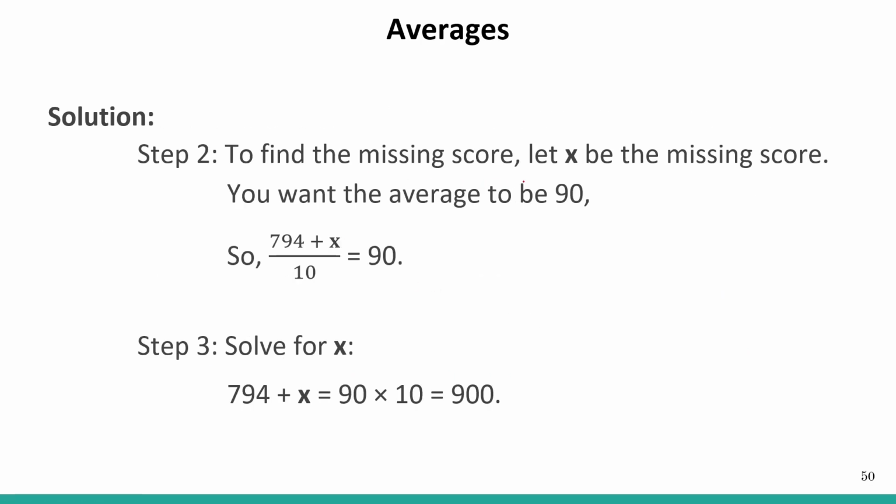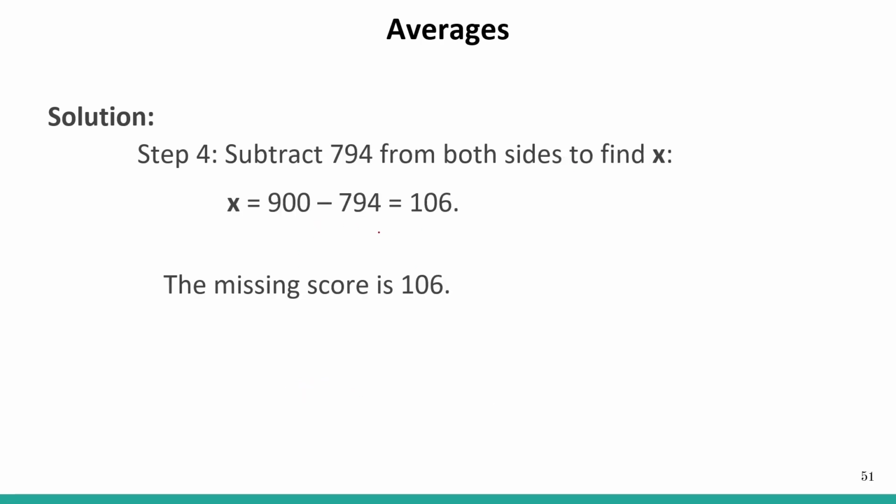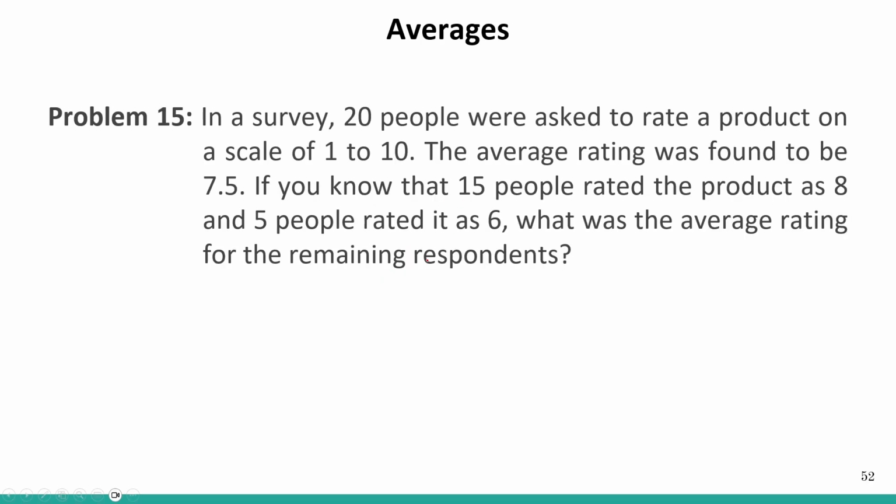To find the missing score, let x be the missing score. Okay, we assume here x to be the missing score. So we want the average to be 90, right? So 794 plus x whole by 10 is equal to 90. So solve for x. So solving for x, 794 plus x is equal to 90 into 10, which is equal to 900. So subtracting, we get x is equal to 106. So the missing score is actually nothing but 106.